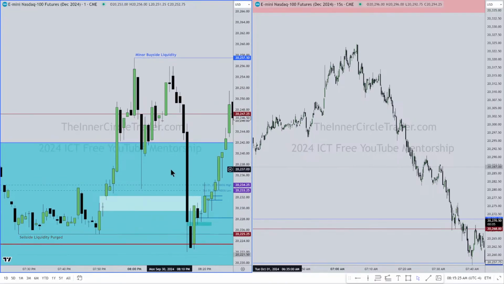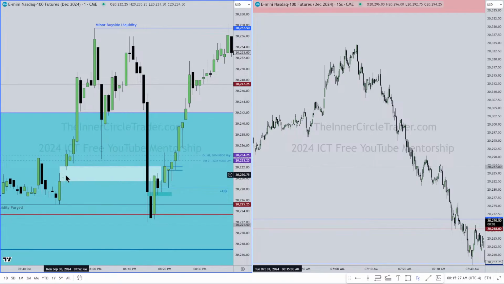So, no, I wouldn't buy in here. I want to see this trade to it and through it. Remember, every PD array isn't intended to stop price in its tracks.